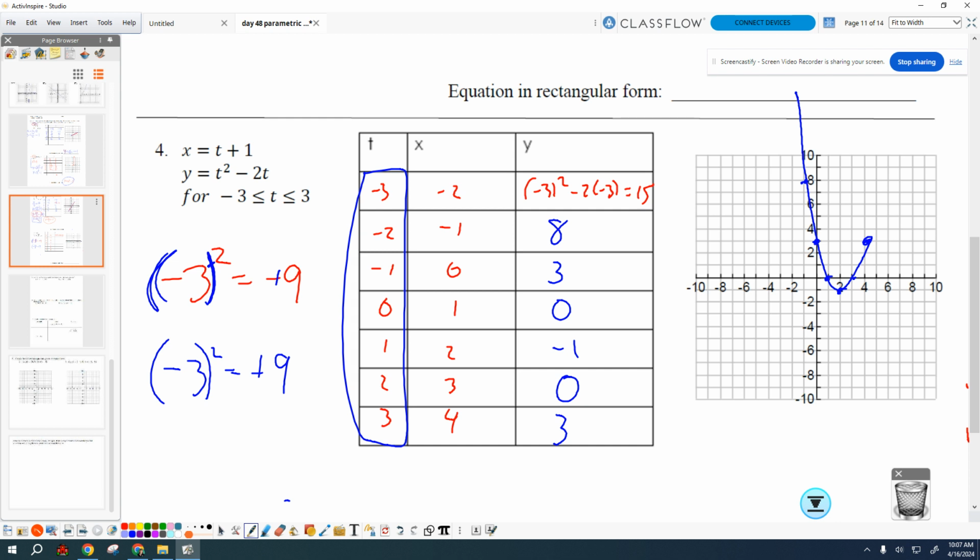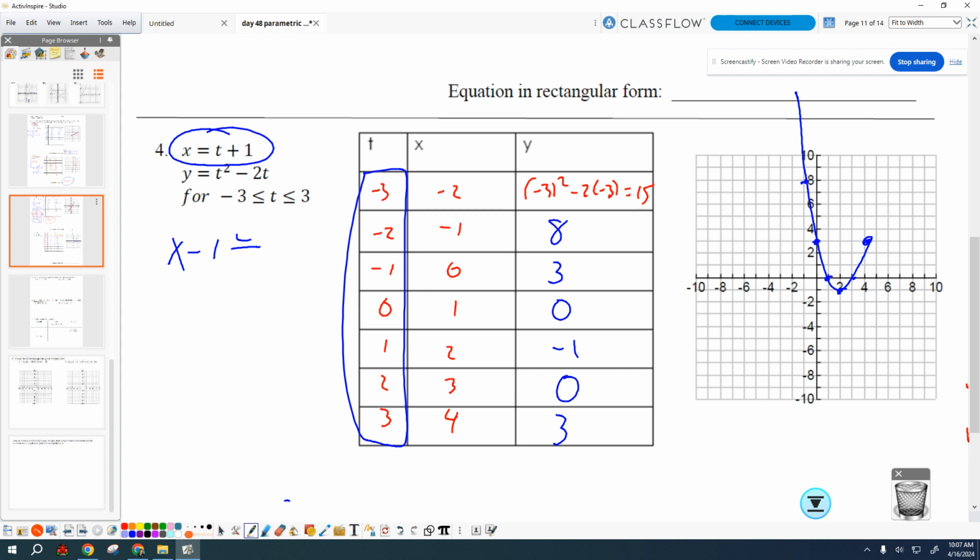Solving for the rectangular equation, Johan, how do I do that? I got y equals x minus 1. Okay, what's the first step? What do we do? You do t equals x minus 1. Okay, so then y equals x minus 1 squared minus 2 multiplied by x minus 1.